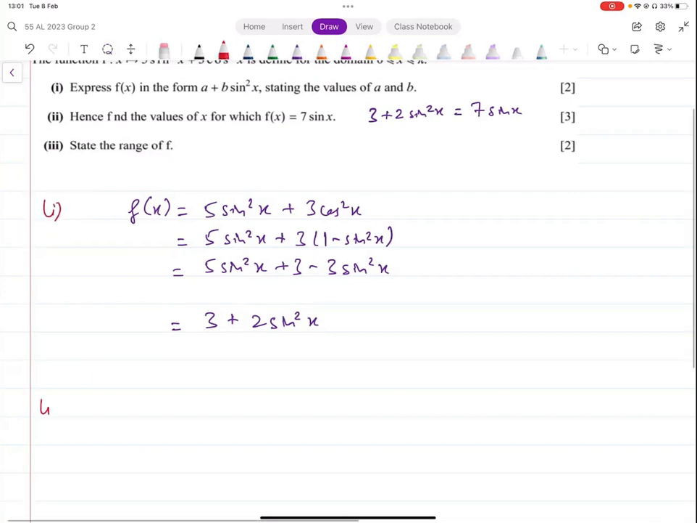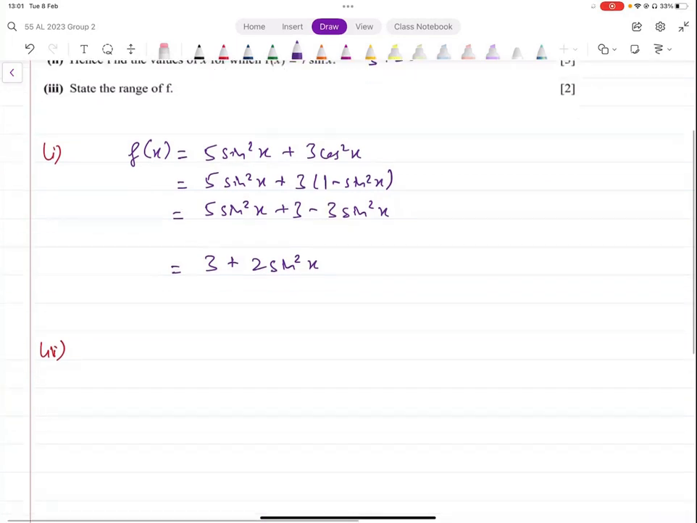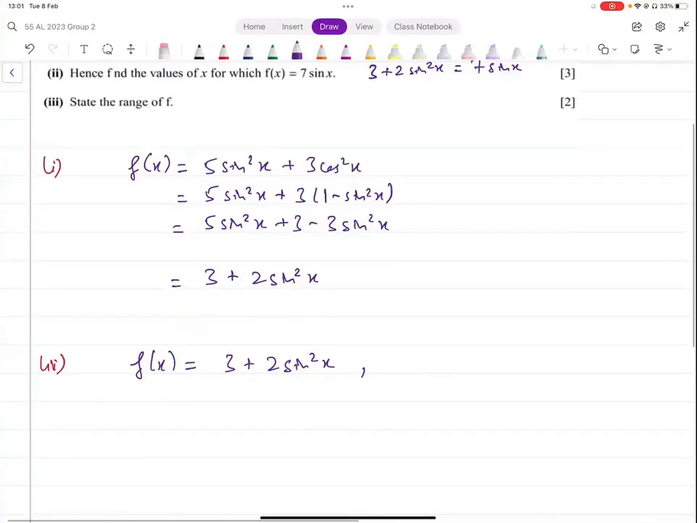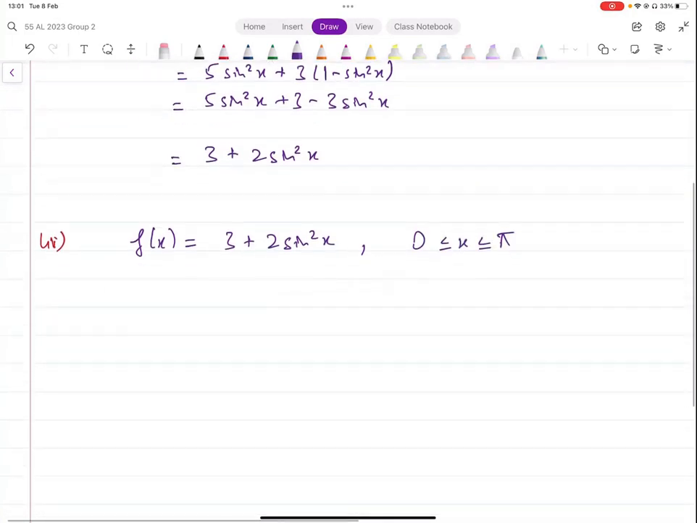Third part में वो क्या कहता है? State the range of f. Range of f, इसकी आपने range निकालनी है. How do you do that? It's 3 plus 2 sin square x, and the domain is from 0 to pi. 0 से लेकर pi तक है. Remember sin का function कैसा होता है? This is what the sin function looks like. 0 से pi तक इसकी क्या range होएगी?